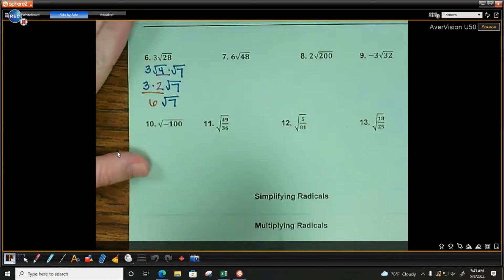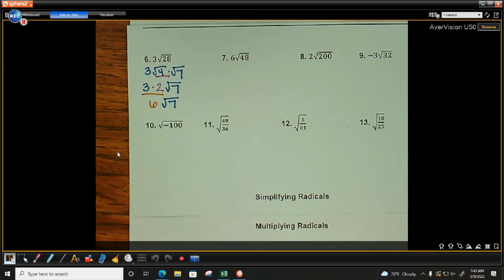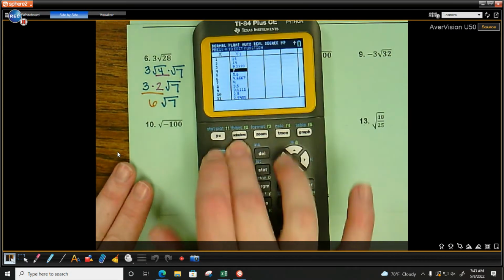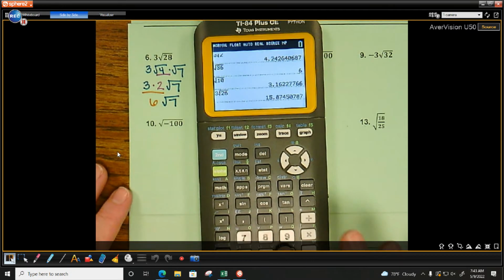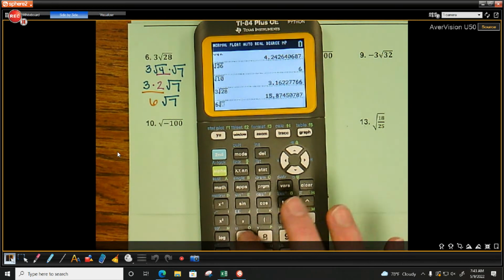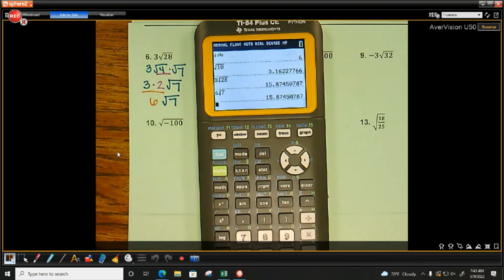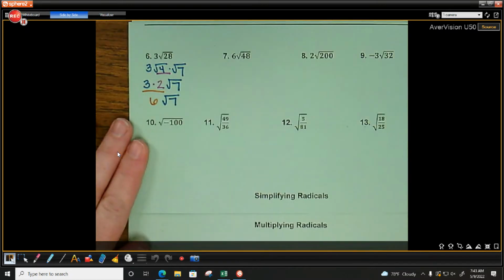So this one was a little bit more involved. We definitely are now going to go to our calculator and type in 6 square root 7. And we get 15.8. Do they match? Yep, so we got it right. Next one.